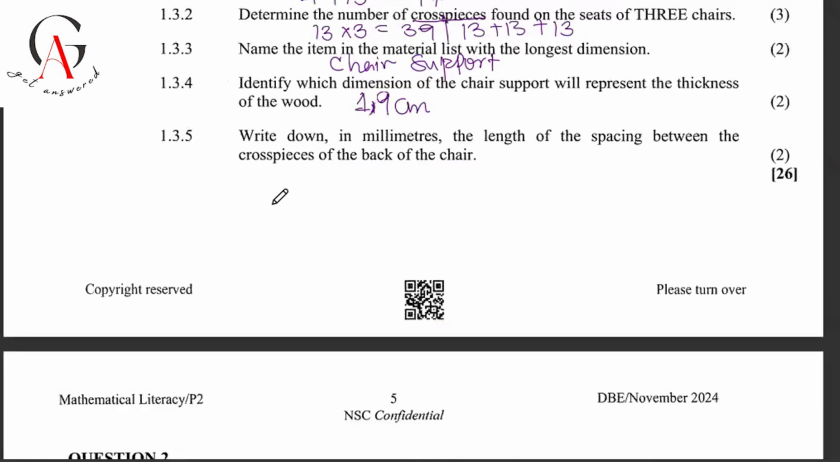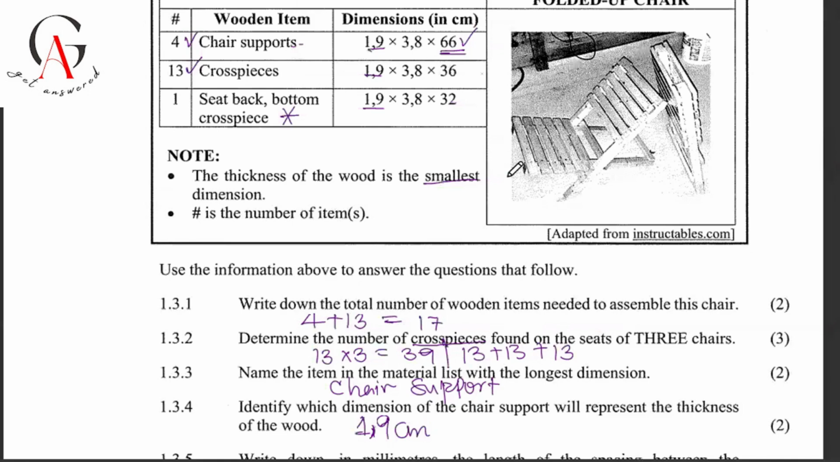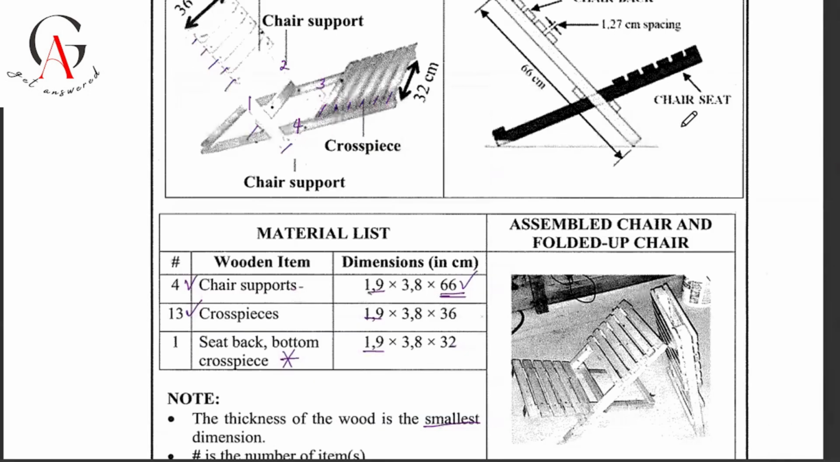1,9 centimeters. 1.3.5. Write down in millimeters the length of the spacing between the cross pieces of the back of the chair. Here they have already shown you in the diagram. Remember seeing them here. The cross back is here, the spacing. It's this one here.